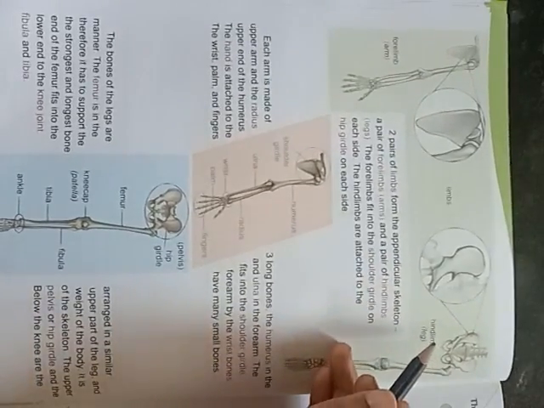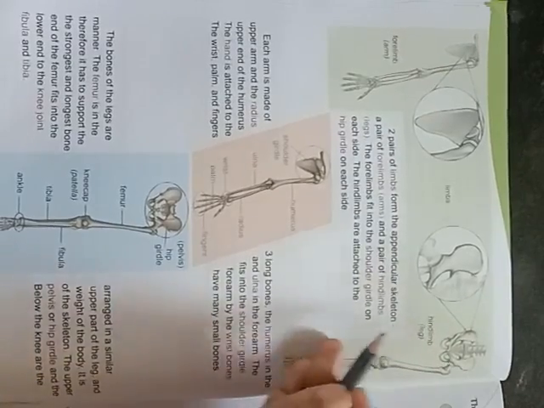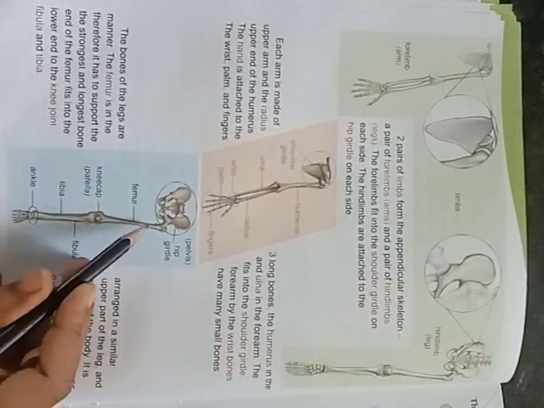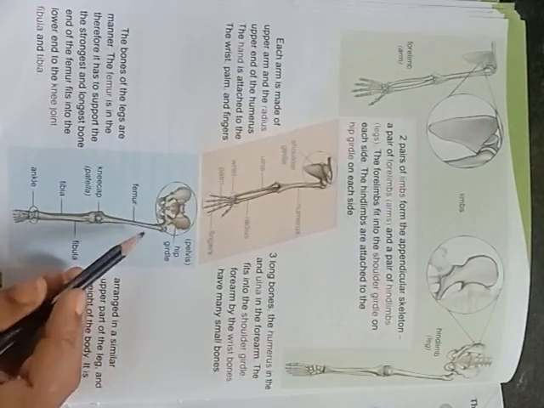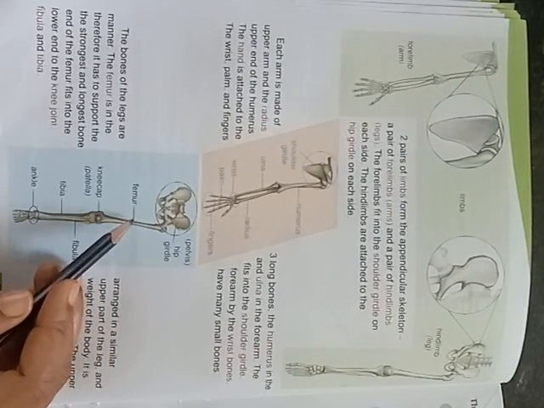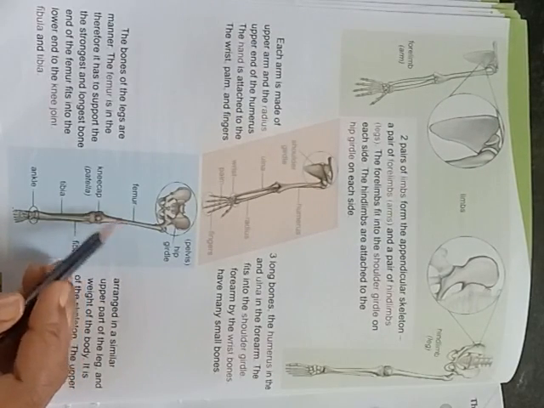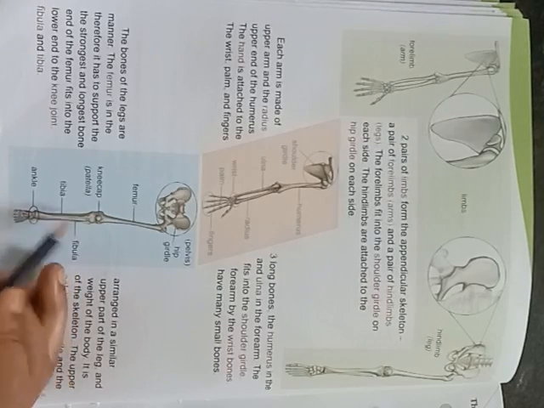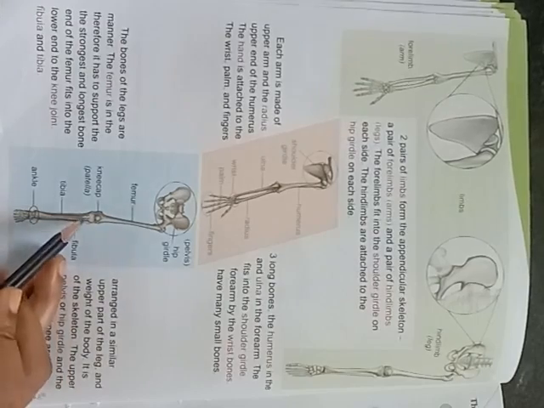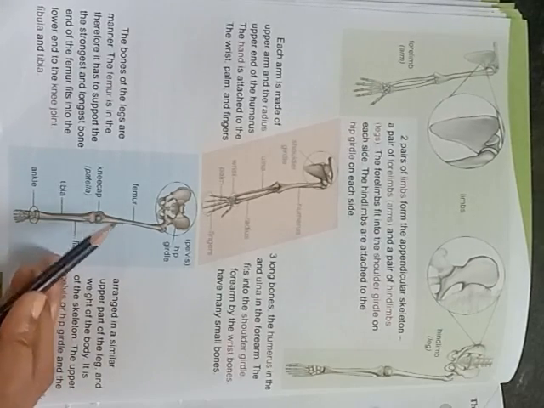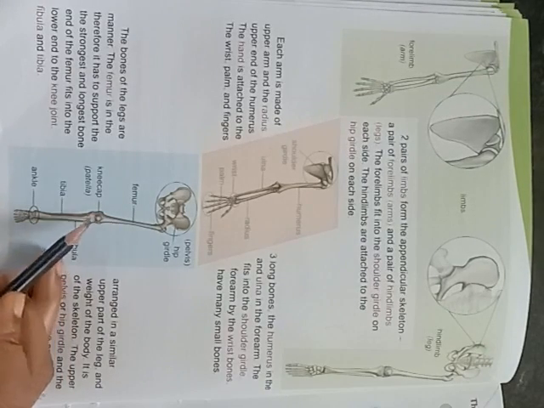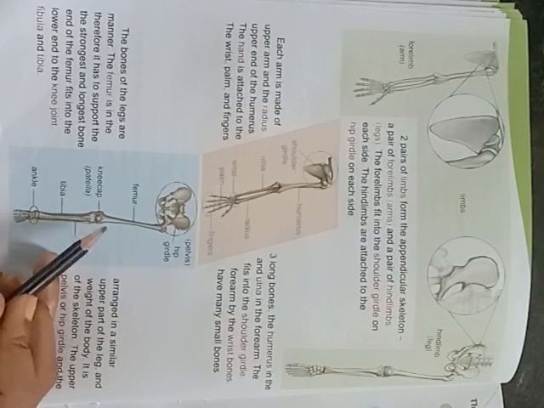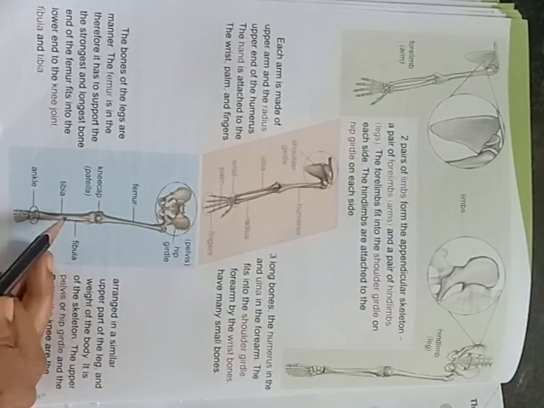The powerful thigh bone is called the femur. See here, this is the thigh bone. The femur is the strongest and longest bone, as it has to support the body. The lower end of the femur fits into the knee joint. See here, knee joint, fibula and tibia.